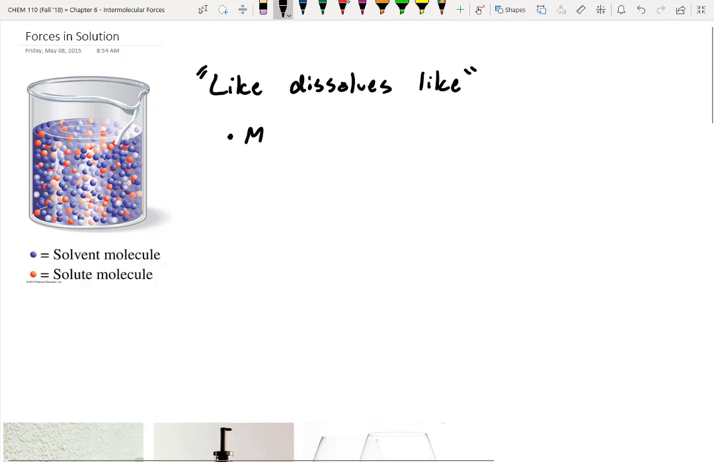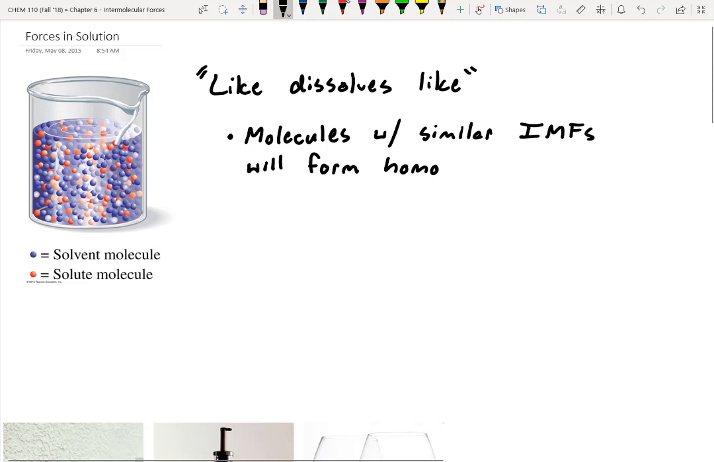And what I mean by that is that molecules with similar intermolecular forces will dissolve in one another. Another way of saying that is they will form homogeneous mixtures. What does it mean when I say homogeneous? It's got to be the same throughout, right?